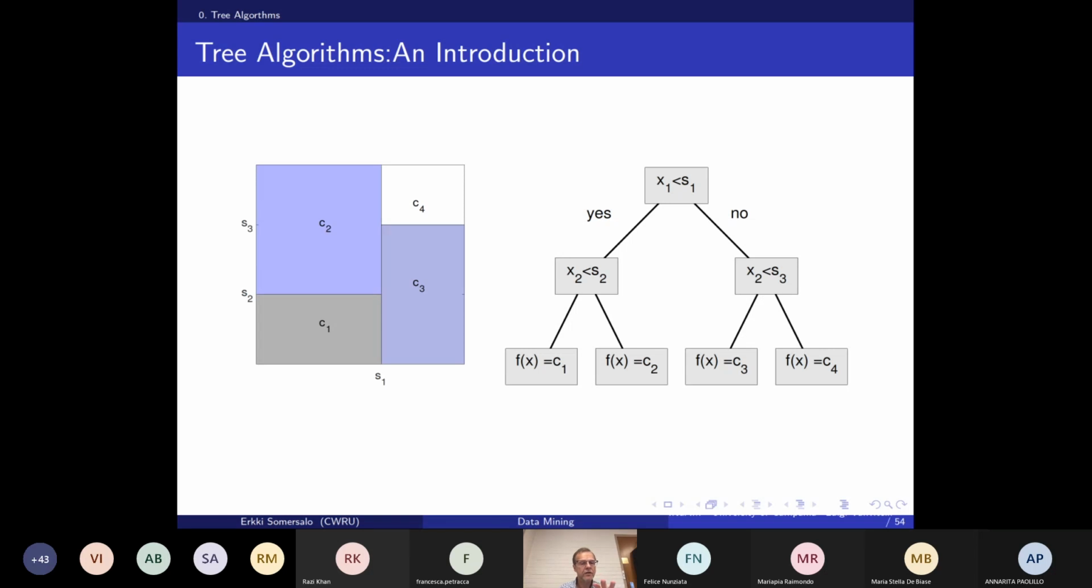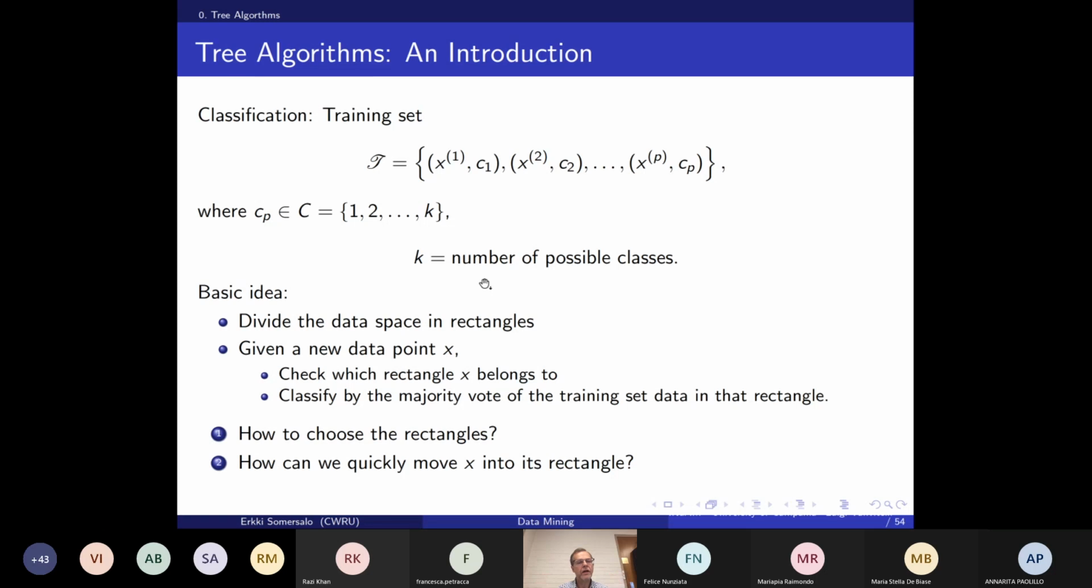So this is a regression tree, and now we're looking at the classification tree. Okay, so we have two tasks: approximating a function by a tree, or making a decision based on a tree. They are two similar but different tasks. So here is the classification problem.